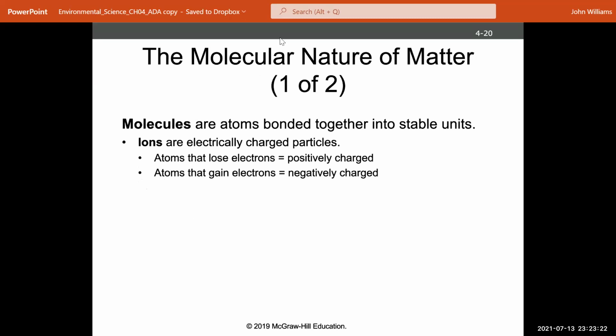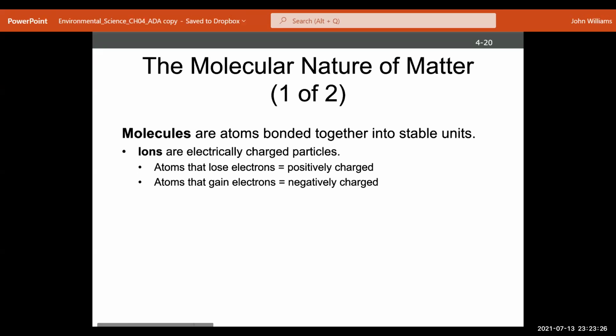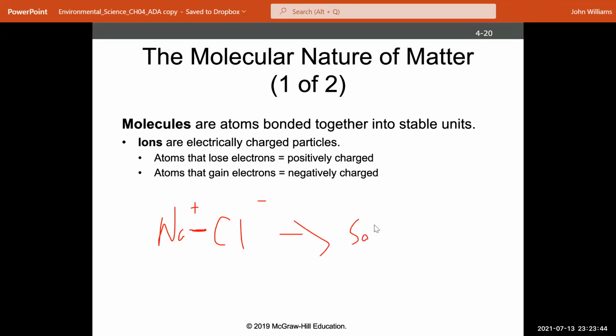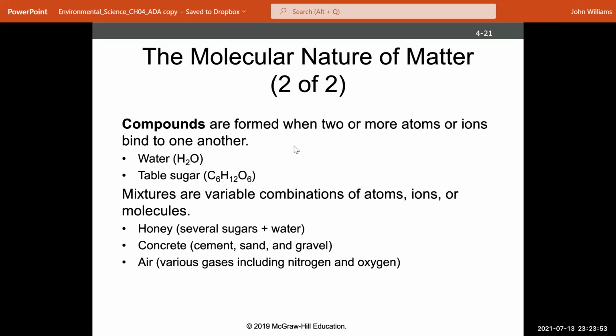Sodium is positive, and chloride is negative, right? So if you have sodium that's positive and chloride that's negative, they will bind together to form a molecule that is salt, sodium chloride. Those ions, those electrically charged particles, will attract one another.